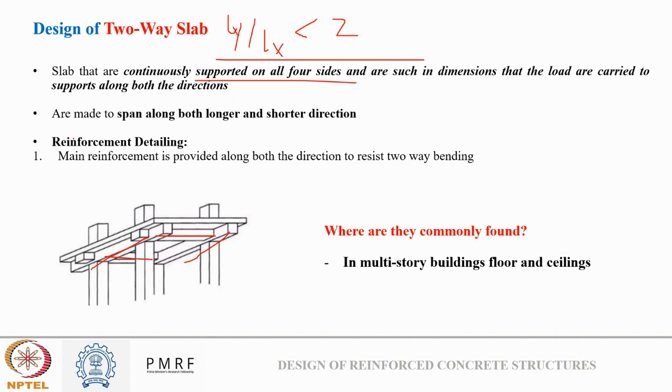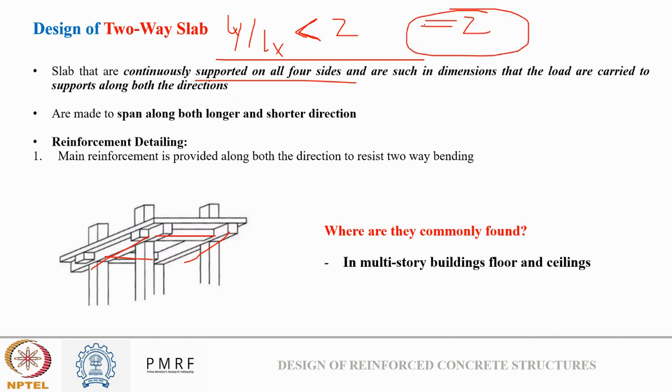Sir, I have a doubt. When Ly by Lx is less than 2, that is a two-way slab. What is 2, sir? Ly means longer span, Lx means shorter span. So what is 2, sir? What does that numerical value represent?